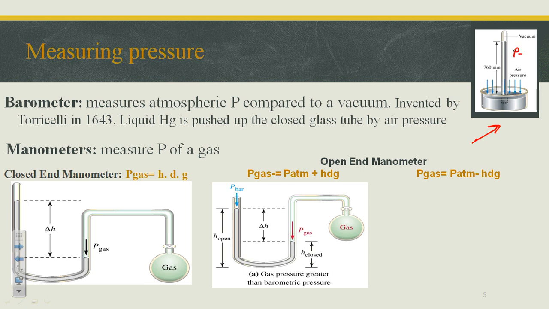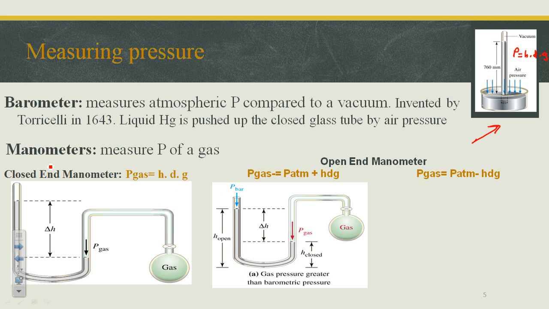And if you wanted to calculate the pressure, the formula is H times D times G, where H is the height of the mercury column, D is the density of mercury, and G is gravitational pull, 9.8 meters per second squared. The gas pressure can be measured by manometers. Manometers can be open-end or close-end.